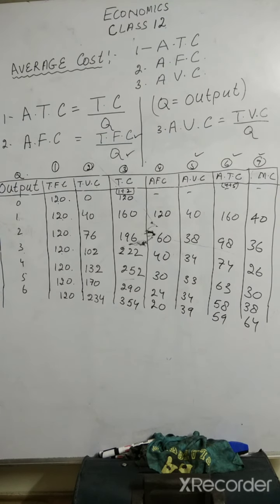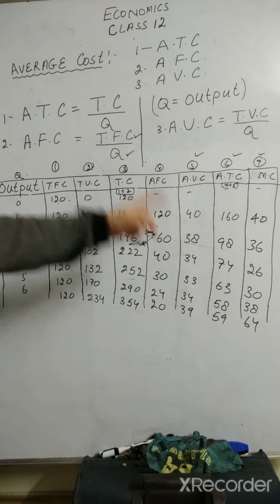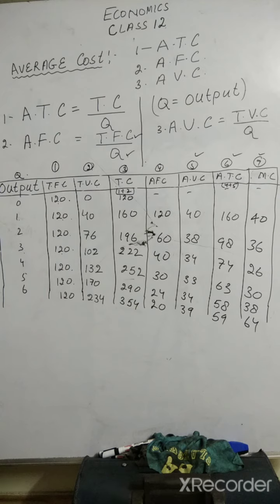Q is output. Right. So just to explain it, I have drawn one table here, and with the help of this, it will be clear to you how to calculate all these. You get numericals based on average variable cost, total variable cost, total fixed cost, marginal cost. Now, the first column is output. Output means the number of units you are producing: 0, 1, 2, 3, 4, 5, 6.